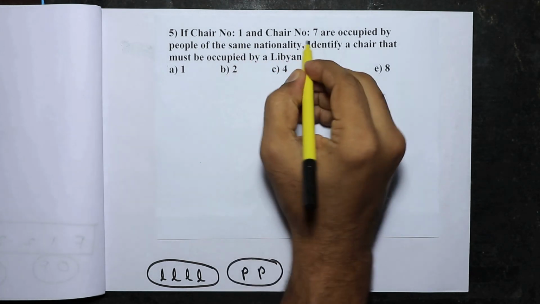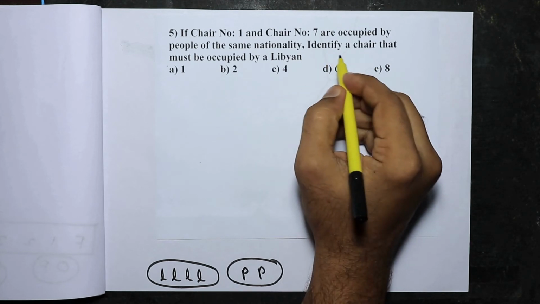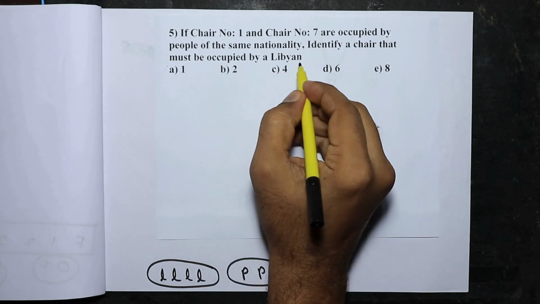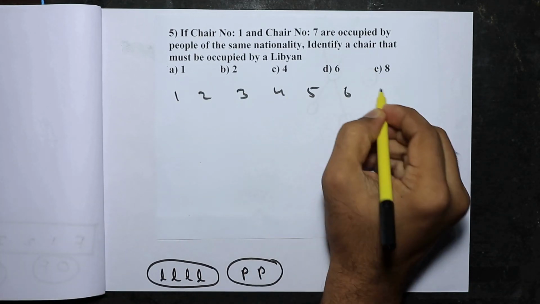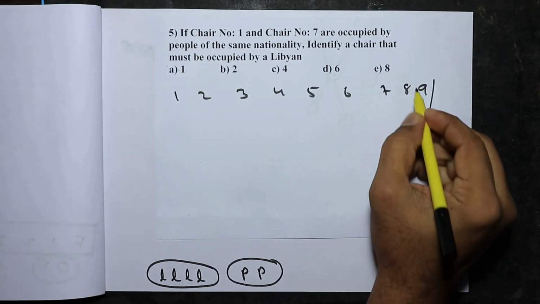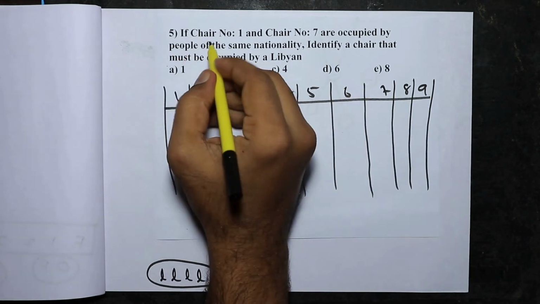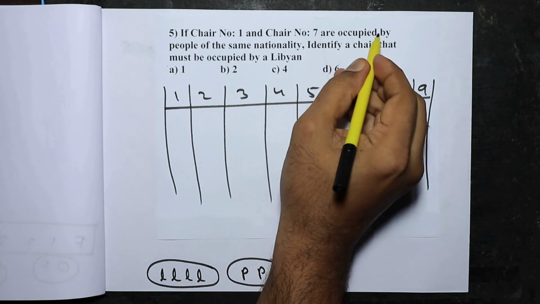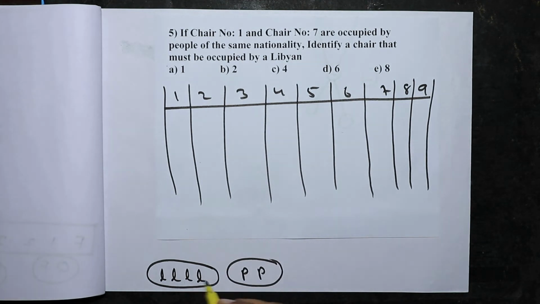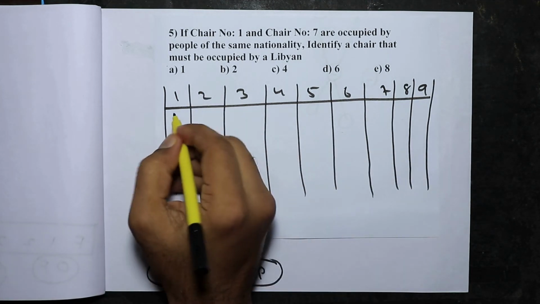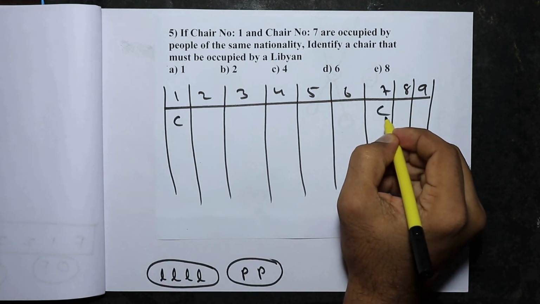If chair number 1 and chair number 7 are occupied by people of the same nationality, identify a chair that must be occupied by a Libyan. I will mark the 9 chairs like this. Chair number 1 and chair number 7 should be occupied by people of the same nationality. So compulsorily it has to be Chinese because only they can be separated. So chair number 1 should be occupied by Chinese. Chair number 7 should also be occupied by Chinese.